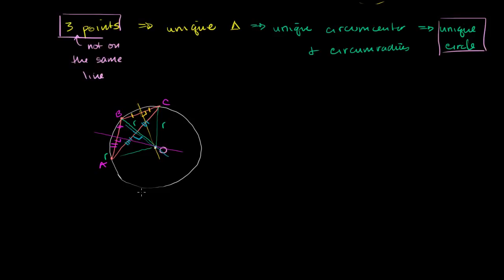So point O is also going to be the circumcenter of this triangle, of this triangle right over here, and point O is also going to be the circumcenter of this triangle right over here. It's going to sit on all three perpendicular bisectors of this, and we know that because it's equidistant from all 3 points of any of these triangles where the vertices sit on the circle itself.